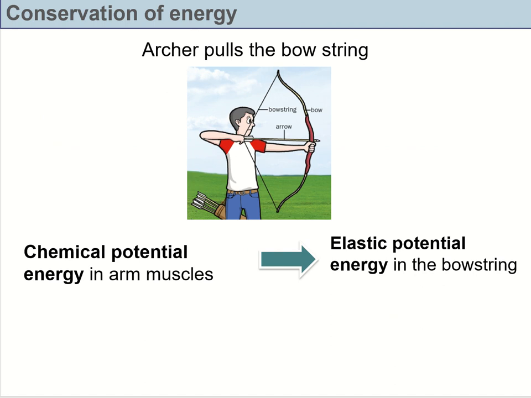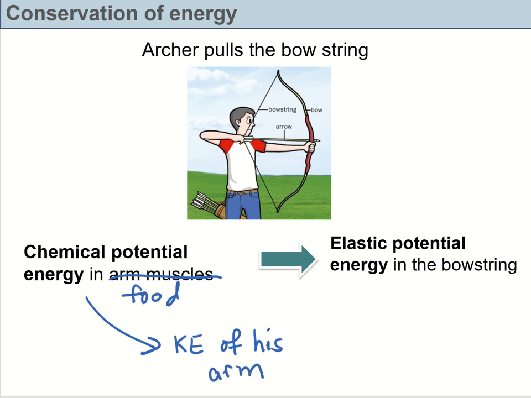Now this archer is pulling the bowstring. The reason why this archer has the energy to pull is because he would have eaten food, and then the body's respiration process releases the chemical potential energy in the food. So chemical potential energy, actually, I think this should be more appropriately in the food. The chemical potential energy in the food is converted to kinetic energy of his arms, right? Because now he has energy to pull his arm backwards. And in doing so, he is also pulling the bowstring backwards.